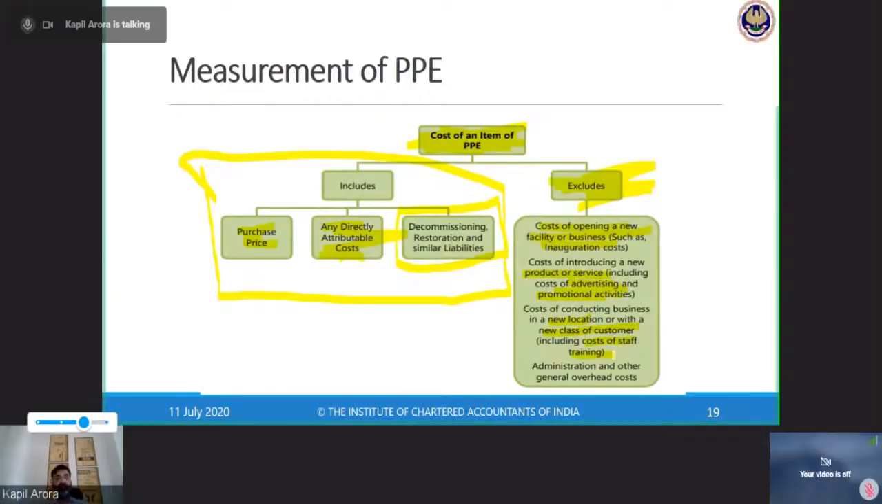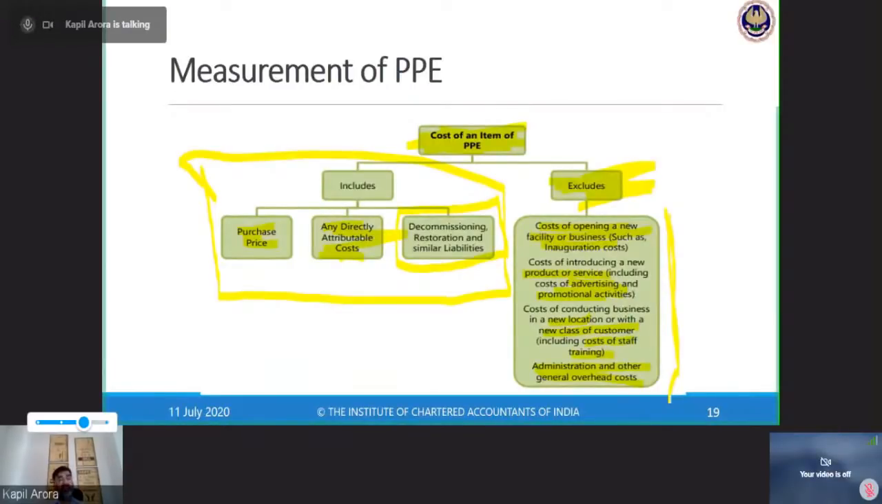Now, if I talk about the last one, any administration and general overheads. Cost of my office staff, cost of my office, cost of my accountants, who are not working in the project directly. Their cost will never be added in the value of asset because their cost is not contributing in the development of that particular asset. So these costs which we have talked about will be excluded.